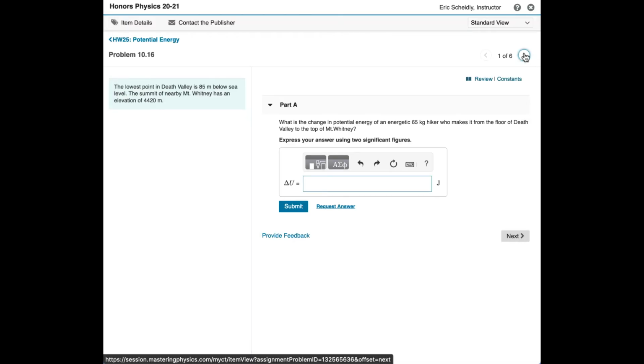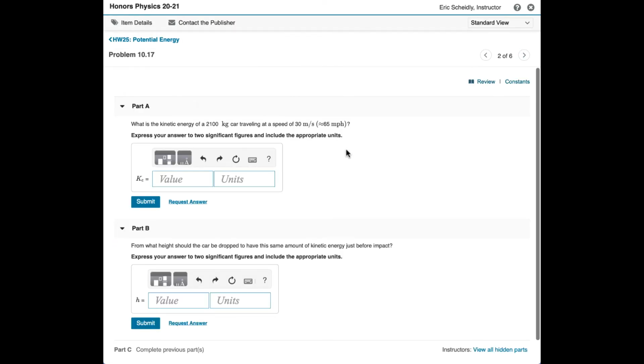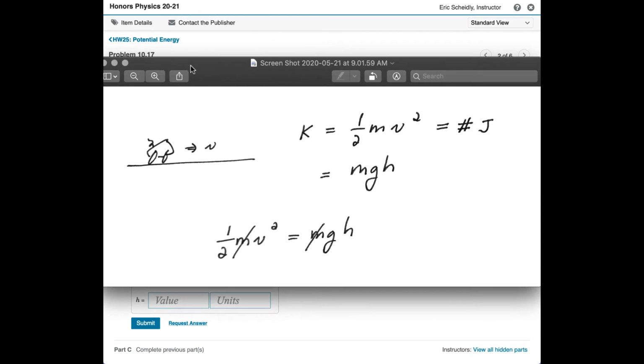The next problem on the assignment, let's see if I can click to it. Question number 2. We have a car traveling at speed, and of course that car has some kinetic energy. We want to calculate what is that kinetic energy in joules, and then we're asked from what height would we have to drop a car to have the same amount of kinetic energy just before impact. Well, here's the situation. I have a car going along the road with some velocity.